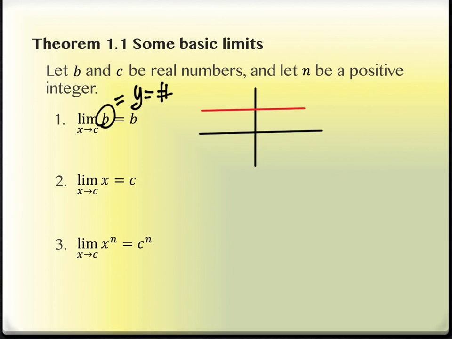The second one, if you have the limit of x as x approaches C, then the value is C. This one's also pretty easy to see why it makes sense. So having x means that you have an equation, y equals x. And the graph of y equals x is this line. Everywhere along the line, x and y are the same thing. So underneath the limit notation, on number 2, it says x approaches C. So clearly if x is getting close to C, y is getting close to C because the equation is y equals x.